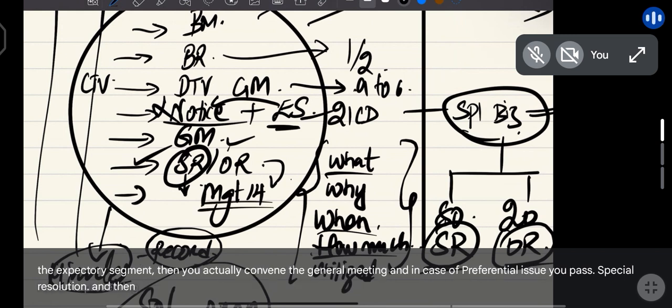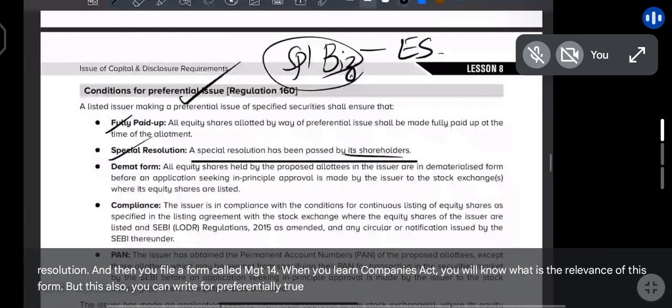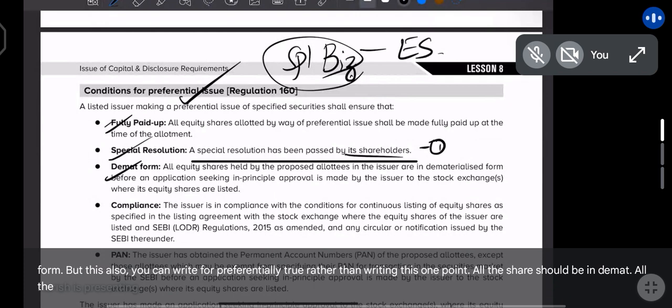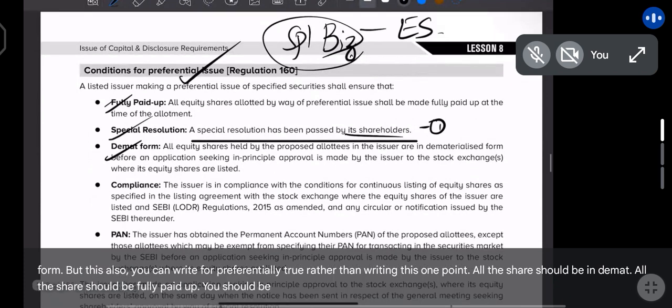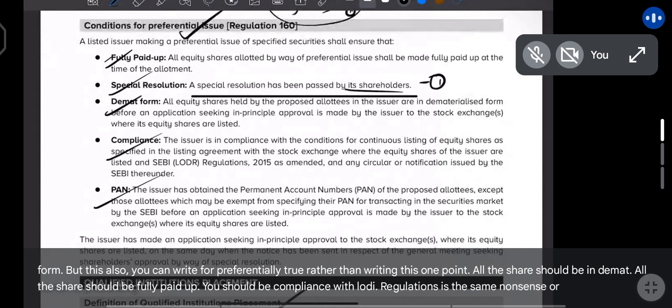And then you file a form called MGT 14. When you learn the Companies Act, you will know the relevance of this form, but this also you can write for preferential issue rather than writing this one point. All the shares should be in Demat, all the shares should be fully paid up, you should be in compliance with LODR regulations. It's the same nonsense for every issue.